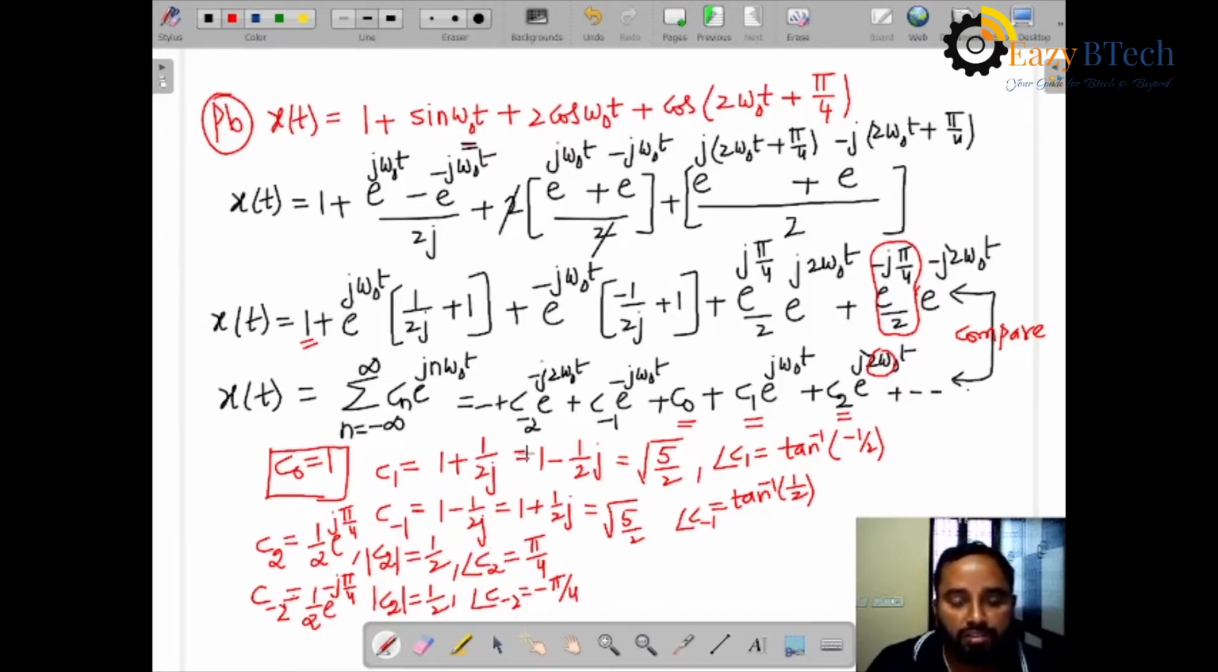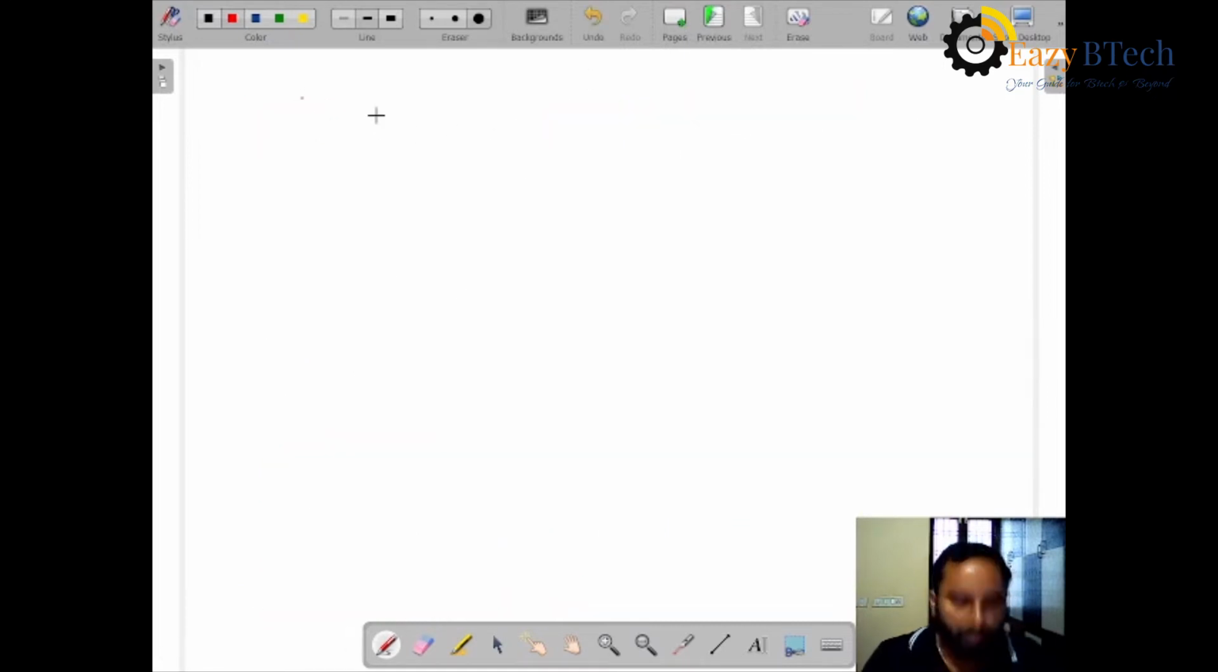I'm going to plot magnitude spectrum and phase spectrum. So the coefficient values: C0 is 1, C1 is root 5 by 2, C minus 1 also root 5 by 2, C2 and C minus 2 are 1 by 2, 1 by 2. So, magnitude spectrum, or magnitude plot.